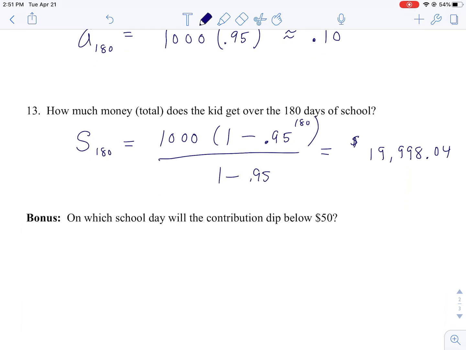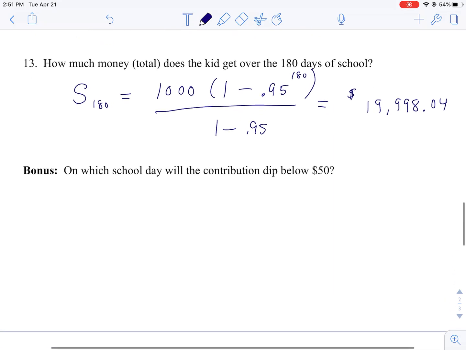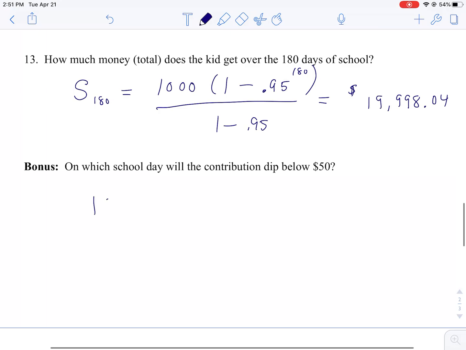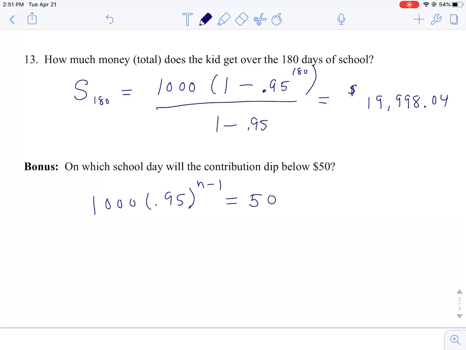And finally they ask, hey, on what school day will his contribution dip below $50? So I want to know when that nth term, right, here's the formula for the nth term, when does it finally hit $50? Of course, we want to solve this, so we got to divide both sides by 1,000. So I got 0.95 to the n minus 1. If I divide by 1,000, I get 0.05.